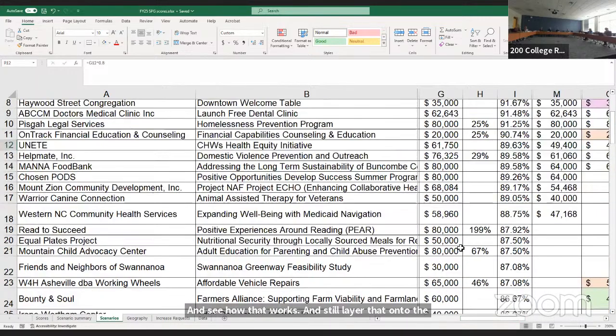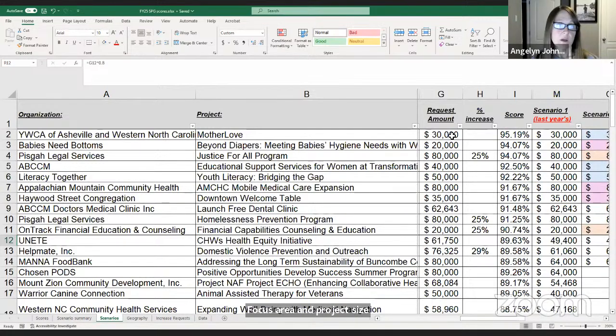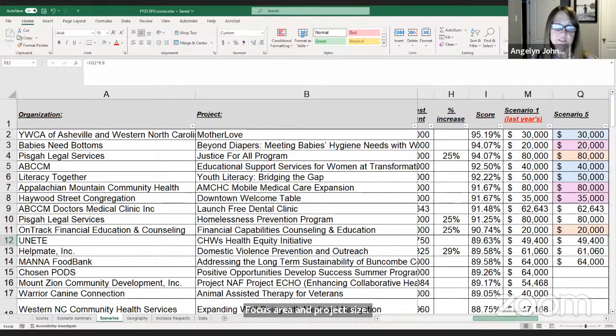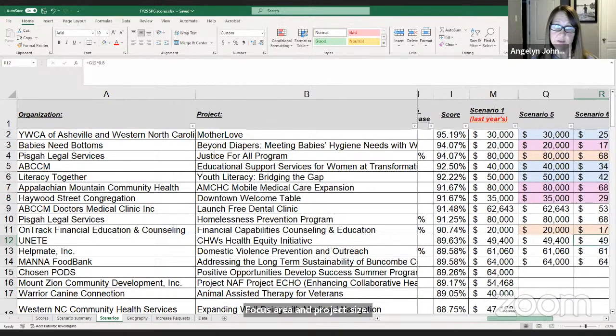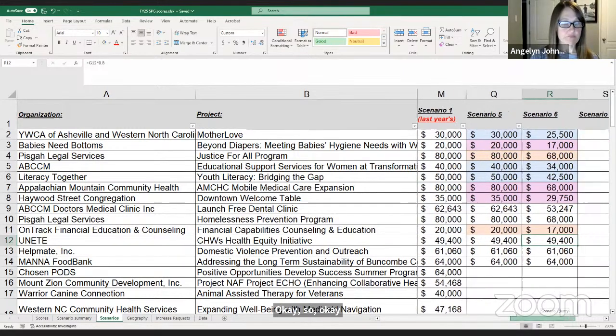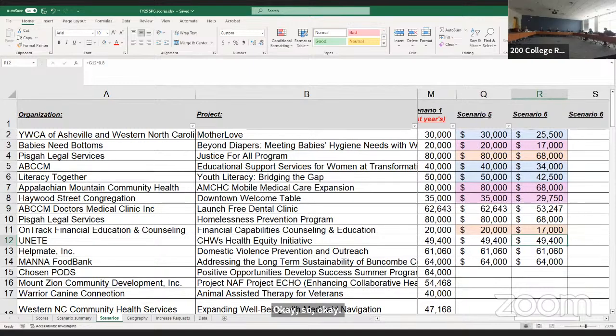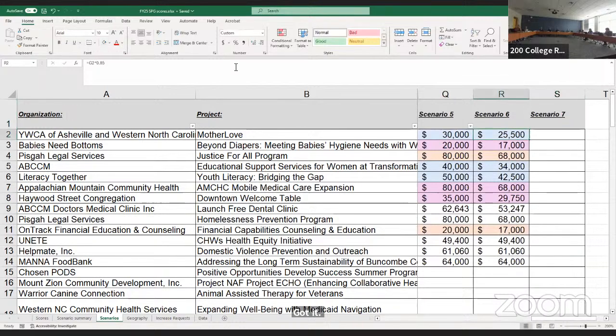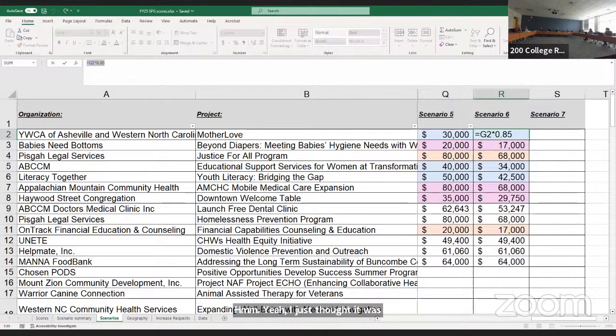Yes. Did you capture that, Angela? Okay, so the request amount times the score, but still have just the focus area and application size. So building on 5 and 6. Got it. But it adjusts their recommended amounts, which should give us, I don't know if that will give us more or less. Yeah, I just thought it was an interesting approach from this other committee.